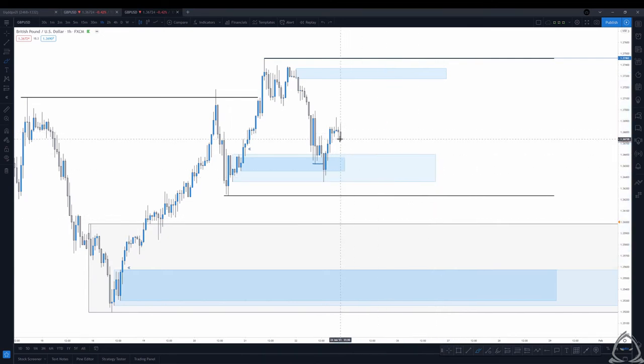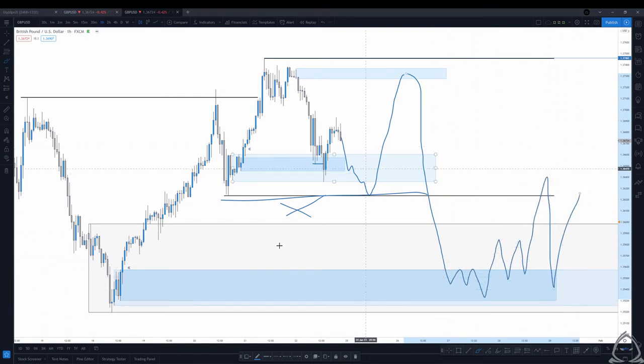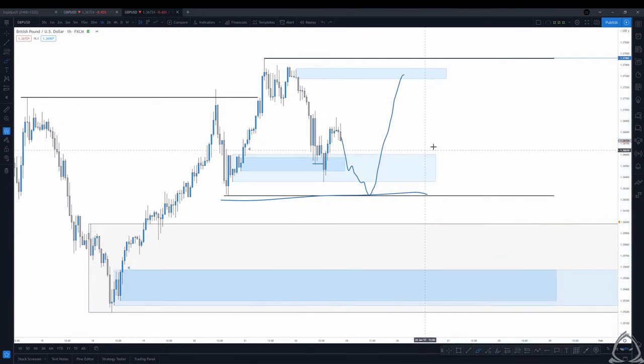I would not be surprised if price comes down and then moves back to the upside, especially wicking more or less this area, because what would that be doing? That would be creating equal lows, which would give us sell side liquidity and then grant us the ability to look for long entries here. That's ultimately what I'm looking at at this point. But that's how I'm going to be looking at pound US dollar for the week ahead.